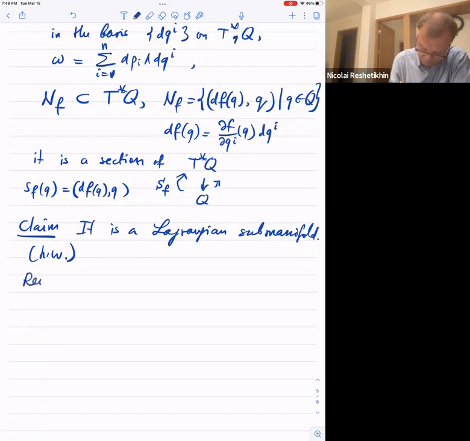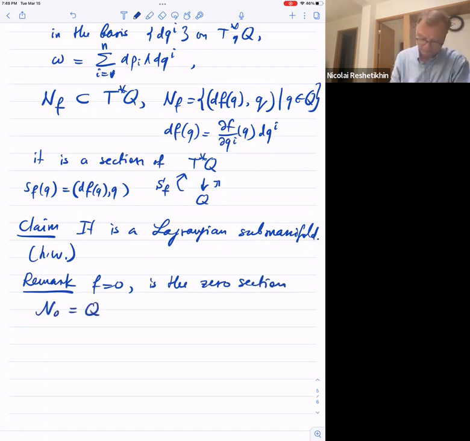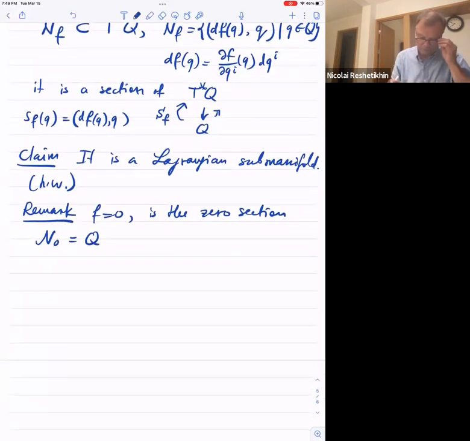So remark, f equals 0 is the zero section. In this case, N0 is just Q, Q embedded in T star Q as a zero section. Okay, so do we have other examples? Yes, we do.